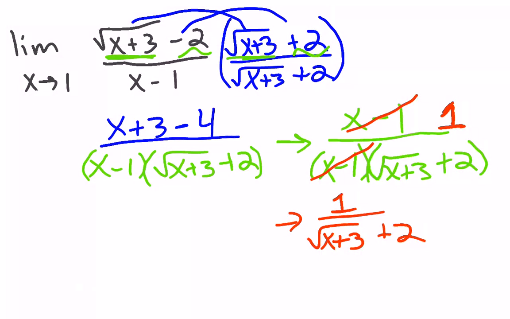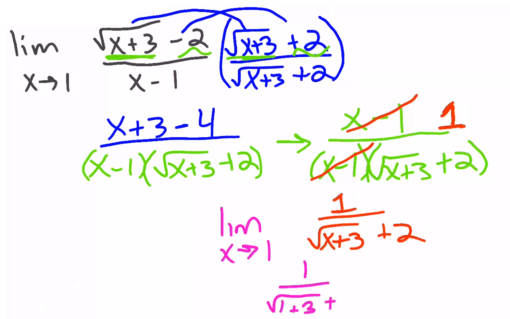And we're trying to find the limit as x approaches 1. So we're going to substitute 1 in. 1 over square root of 1 plus 3 plus 2, which is 1 over the square root of 4 plus 2. And you don't need to show every single step of simplification. Equals 1 over 2 plus 2, which is 1 over 4.